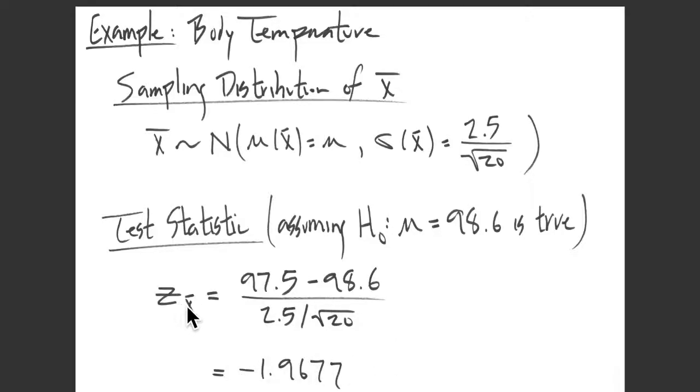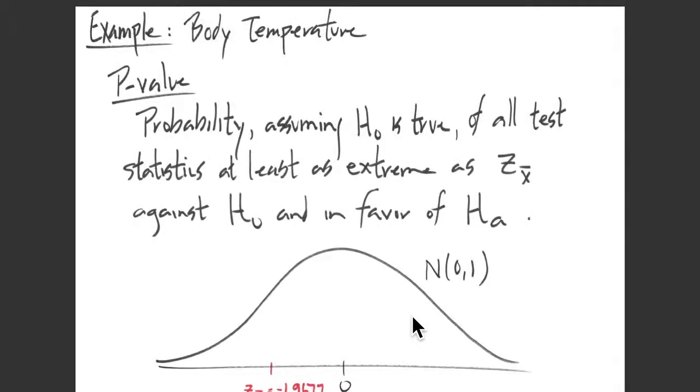In other words, we recognize this as looking like it might be strong evidence against the skeptic's view, but how strong? Well, that's again where we compute a p-value. And so again, just reminding you of what a p-value is, it's the probability, assuming that the null hypothesis is true, of all test statistics at least as extreme as ours, that is our minus 1.9677, against the null hypothesis and in favor of the alternative.